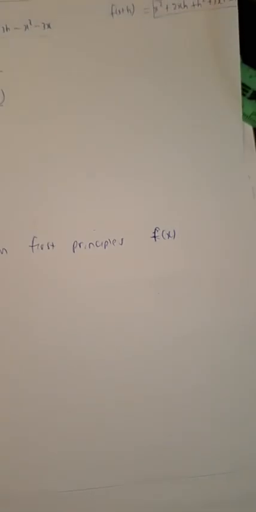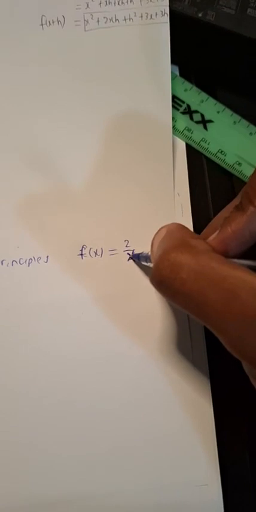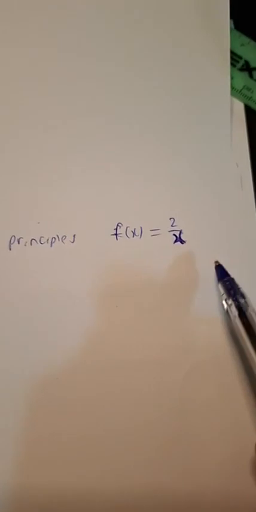Say if f of x is equal to 2 over x. All right, let's look at one where there is a fraction. They say we need to find from first principles f of x is equal to 2 over x. So how do we navigate this space?